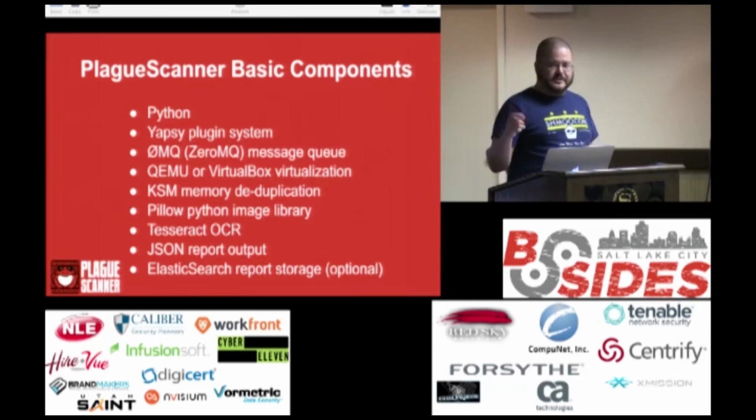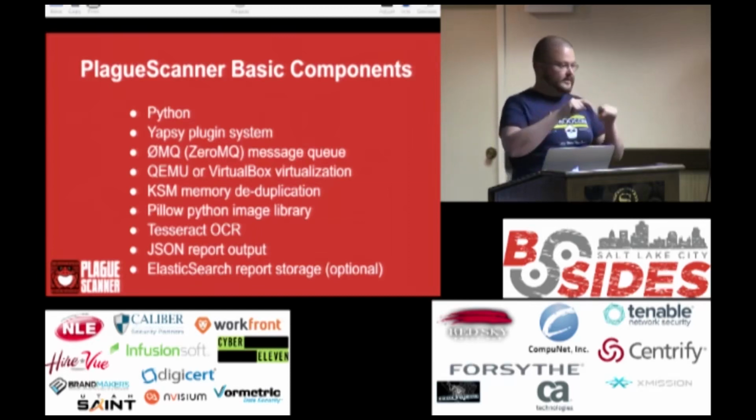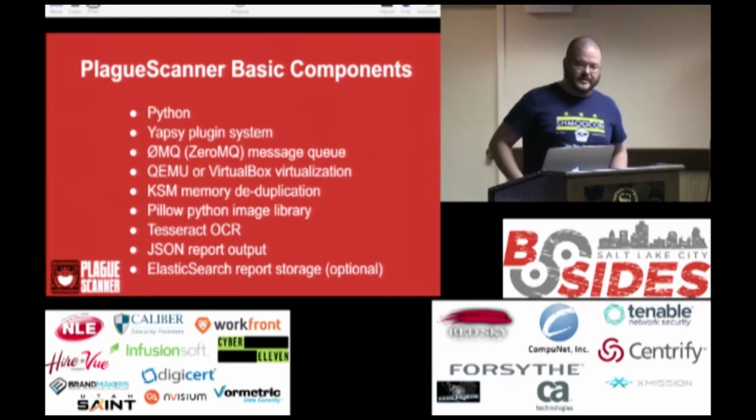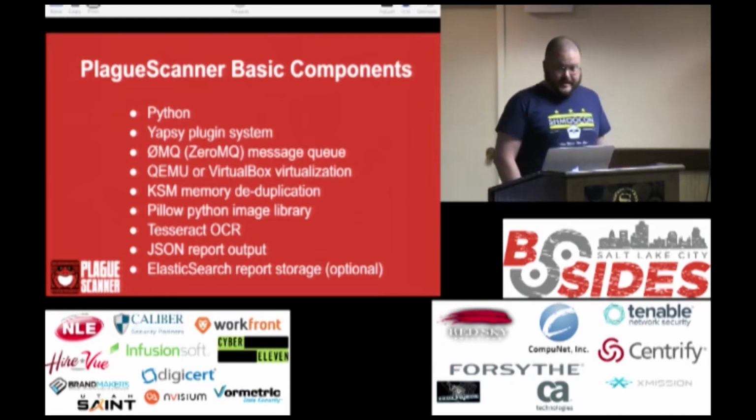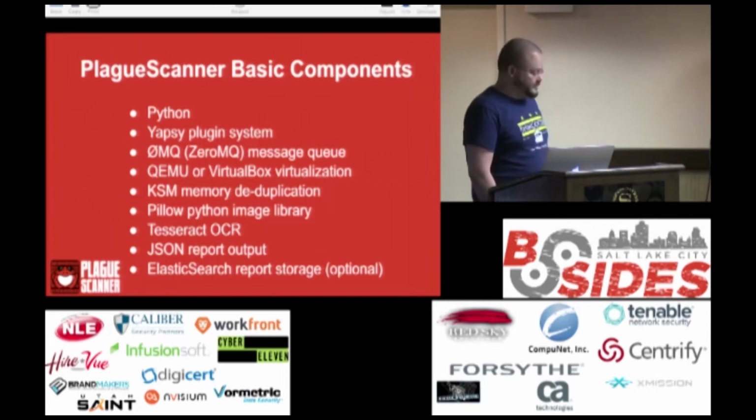ZeroMQ is similar to RabbitMQ, if you're familiar with that. It's just a little bit faster, easier to use, and cleaner. So I use ZeroMQ for message queuing, and that is how the malware sample and the code to run it are transmitted between the core and each one of the AV scanner VMs. I used QEMU originally, and about a month ago I added VirtualBox virtualization, so it supports both VirtualBox and QEMU.